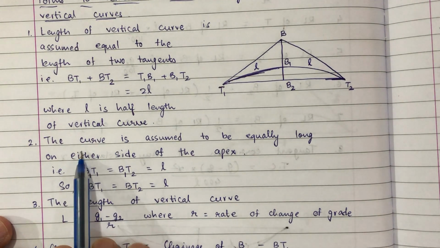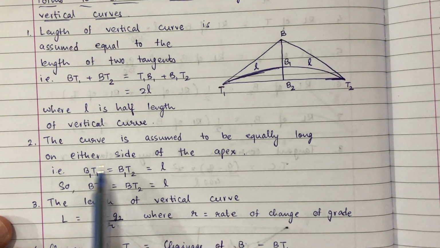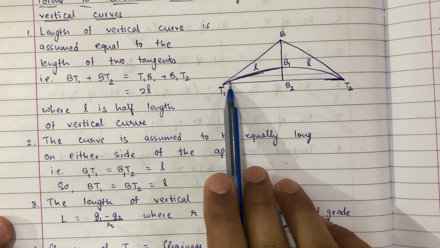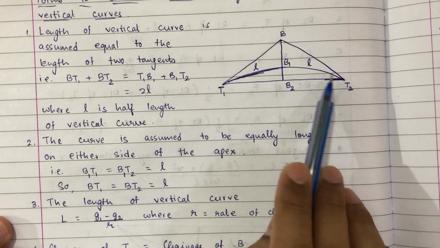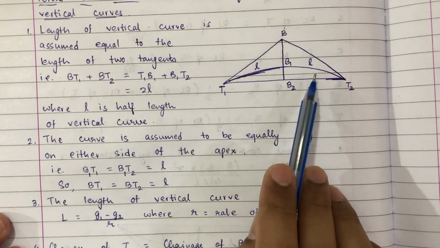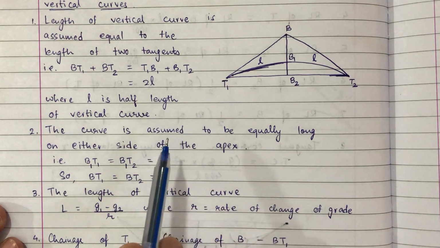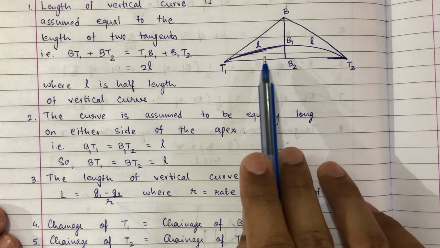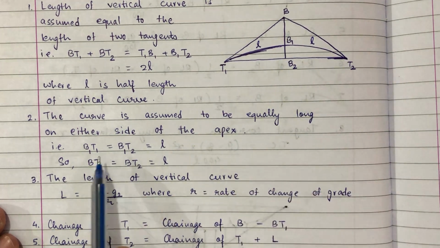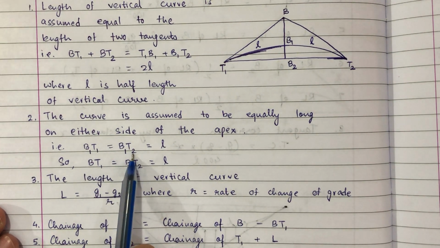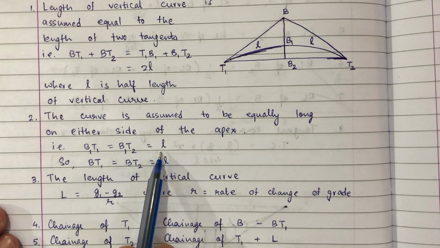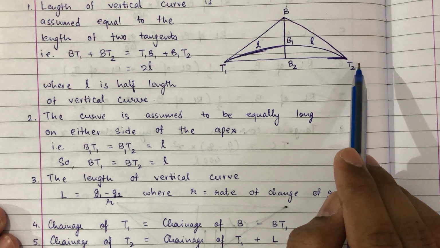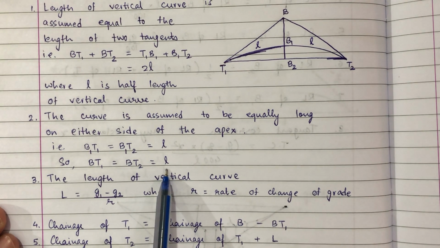Next is that the curve is assumed to be equally long on either side of the apex. Means this side of the curve and this side of the curve, both the lengths will be equal. That is what we have seen over here. So T1B1 will be equal to B1T2, that is equal to L. Also BT1 will be equal to BT2, that is again equal to L.